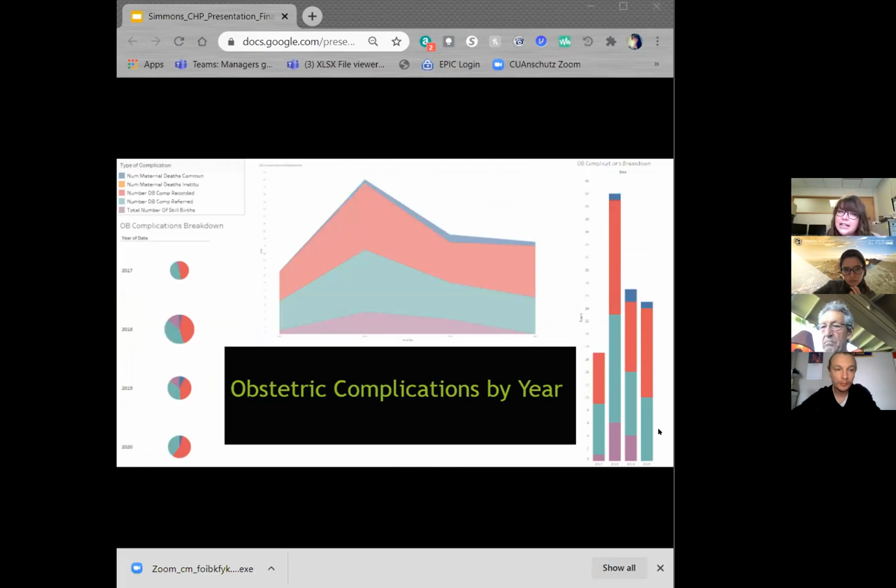We're also able to delineate the causes of obstetric complications across years and compare where interventions may most be needed. This is the same data visualized 3 different ways of the types of complications and then broken down by year.